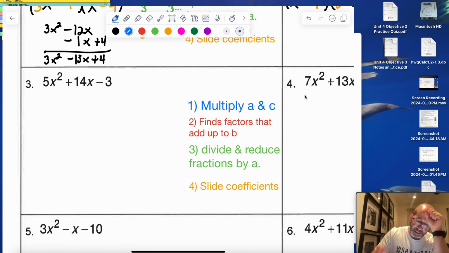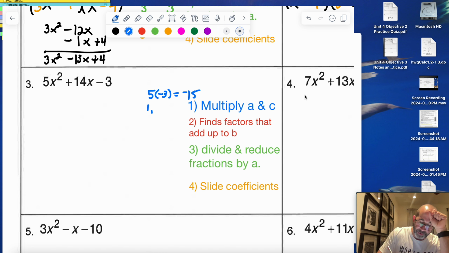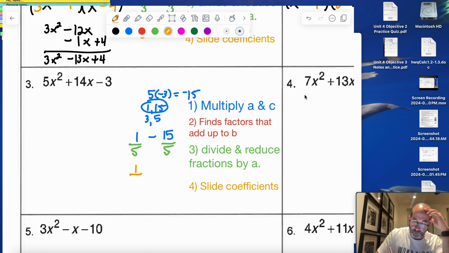We're going to go ahead and multiply. Now I'm going to skip right in A, B, and C here. You can see them. They're 5, 14, and negative 3. Multiply A and C, we're going to get 5 times negative 3, which equals negative 15. Factors of 15 are 1 and 15, 3 and 5. We're trying to get a negative 14. The only way we get that is with 1 minus 15. So that's using those two. We're going to divide by A. Reduce our fractions. We get 1 over 5 and then negative 3. Those are reduced.